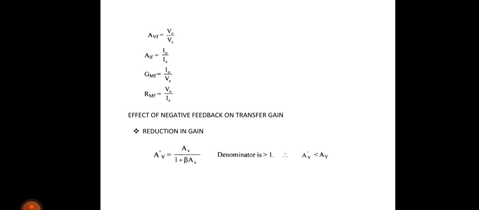Reduction in gain: AV prime, that is the voltage gain with feedback, is nothing but AV divided by 1 plus AV into beta. If AV into beta is very much greater than 1, then 1 will be neglected in the denominator, AV cancels, and it is nothing but 1 by beta. Thus we can make AV prime independent of AV.